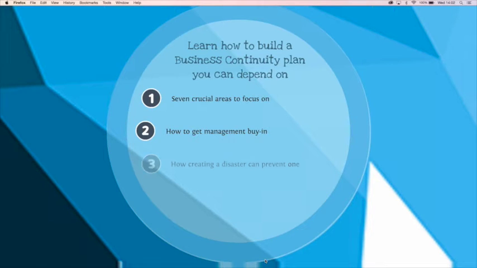We'll then look at why and how you should test your business continuity plan. Obviously, that's absolutely fundamental, but it's where many organisations drop the ball. And then finally, we'll look at why cloud-based business continuity and disaster recovery services are faster, cheaper, and more secure than traditional solutions.